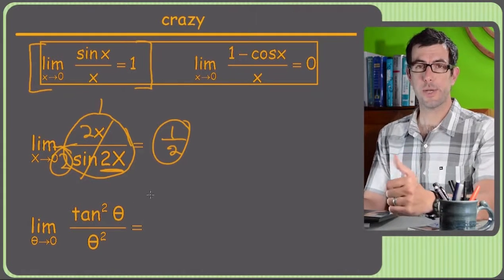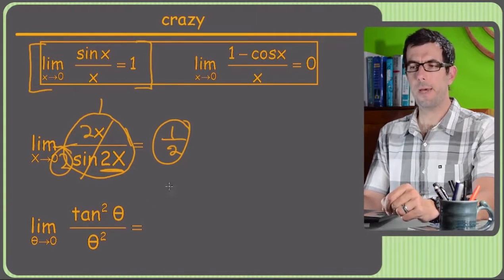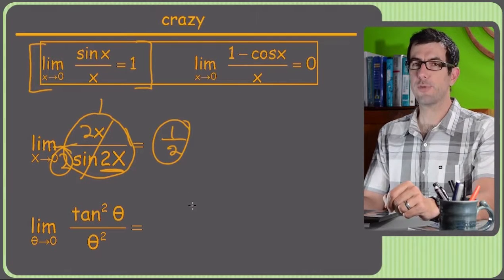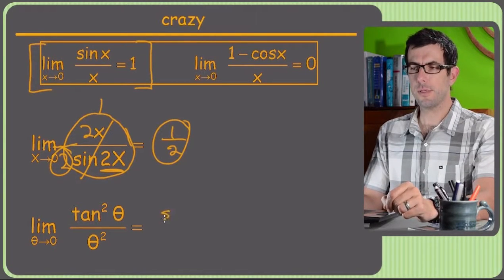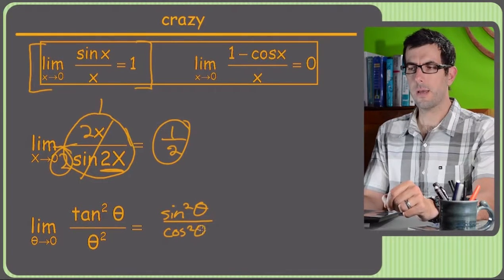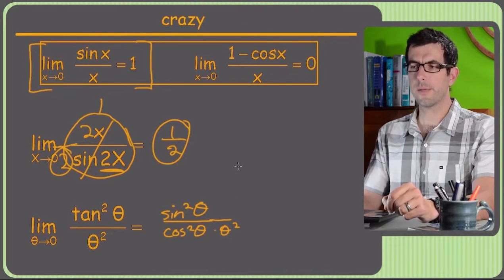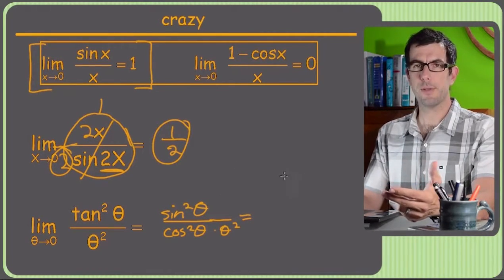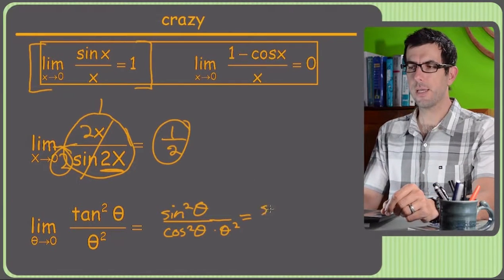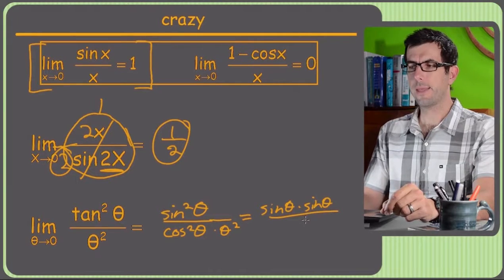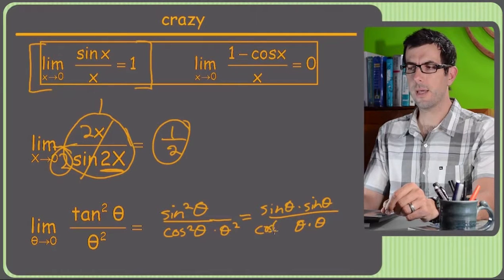Last one. This looks crazy. There are no rules for tangent, but tangents are just sines over cosines. So what we'll split this up to is a sine squared theta over cosine squared theta. And hey, we've also still got a theta squared downstairs, right? Now we're going to use our breaking up the exponents trick, where sine squared is really sine theta times sine theta, and theta squared is really theta times theta. And of course, we still have a cosine theta as well. Oops, cosine squared theta.